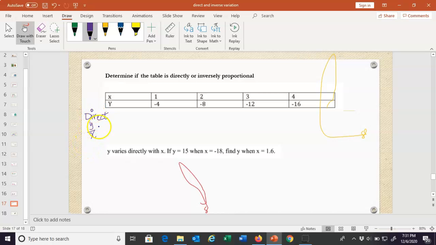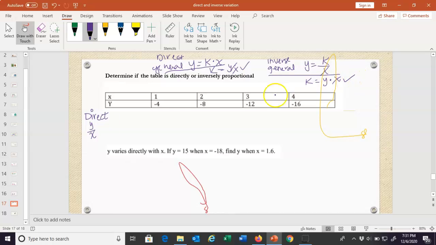Now, sometimes people get confused because you see this y over x and you think that's inverse. And I understand what you're saying, but remember, inverse, the general rule is k over x. This is y over x. The general rule is k over x, and k is y times x. Remember, for direct, the general rule or function is y equals k times x, and k is y over x. So you have your rule, and then you have your test.